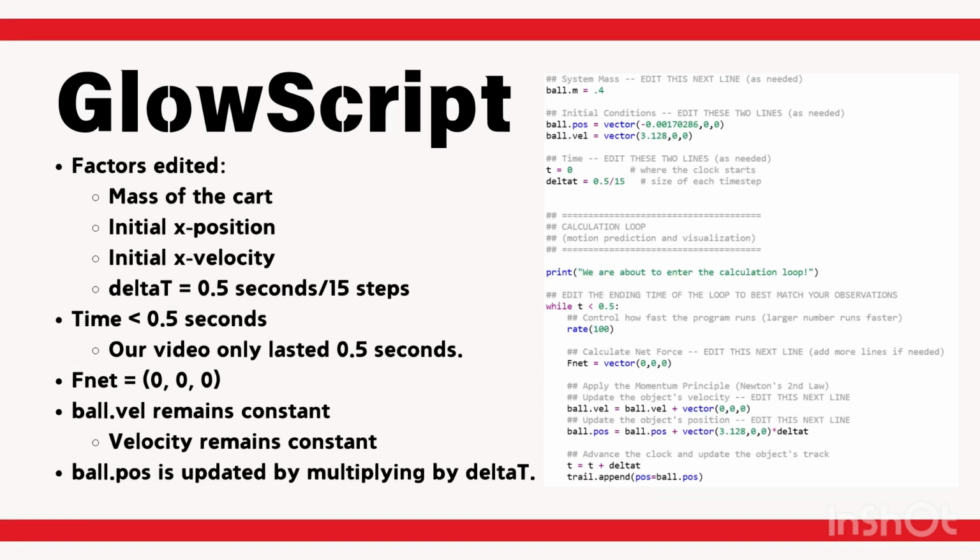We also changed the time maximum to being less than 0.5 seconds, since again our video only lasted 0.5 seconds. Since net force is 0, all the factors of the net force vector are 0, and then the ball velocity code remains constant, since velocity, at least in this scenario, remains constant. And the position is updated by multiplying it by delta t.